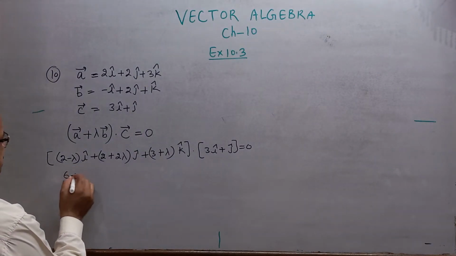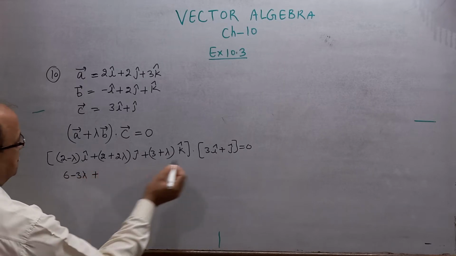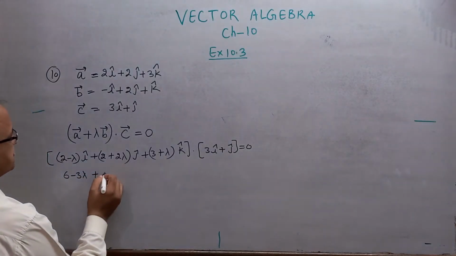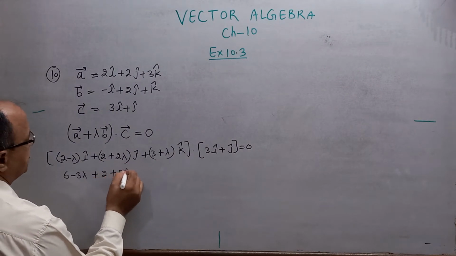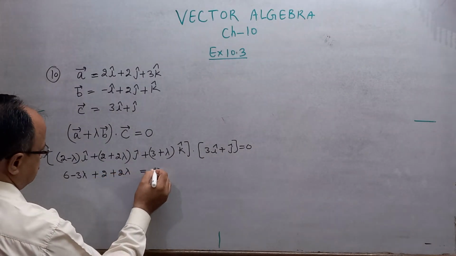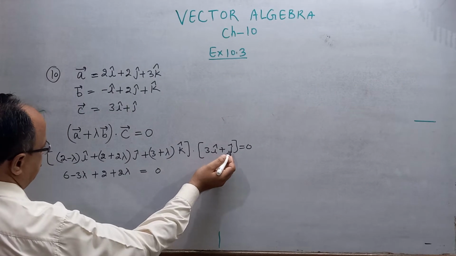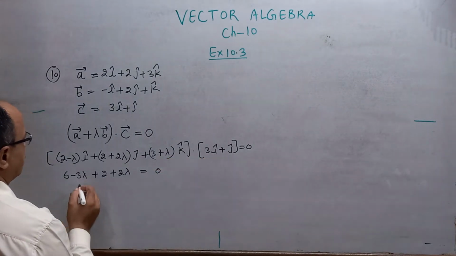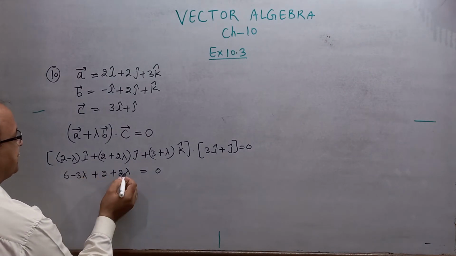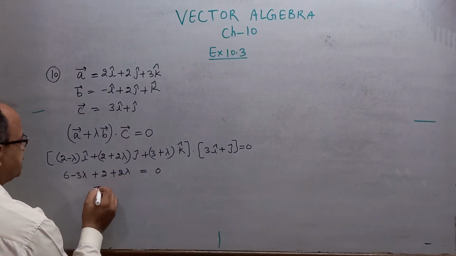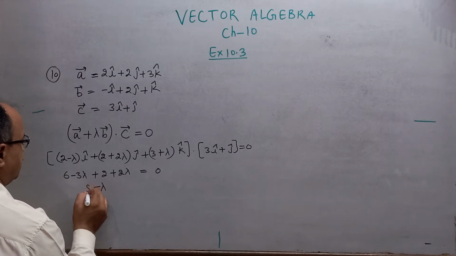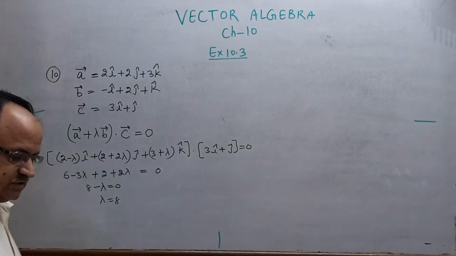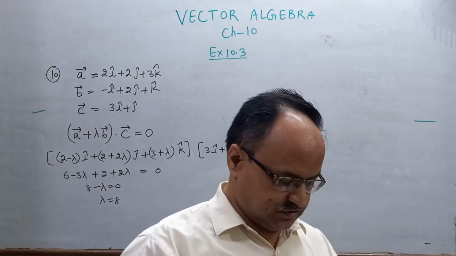So 6 minus 3 lambda. Here the coefficient of j cap is 1, multiplied with this, that is 2 plus 2 lambda, equal to 0. Here the coefficient of k cap is 0, therefore 0 multiplied with this is 0. Minus 3 lambda plus 2 lambda is minus lambda, and plus 8 is equal to 0, therefore lambda is equal to 8. This is the solution of this question.